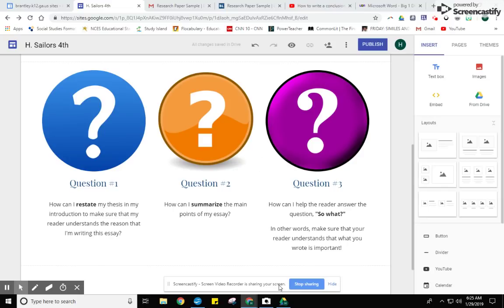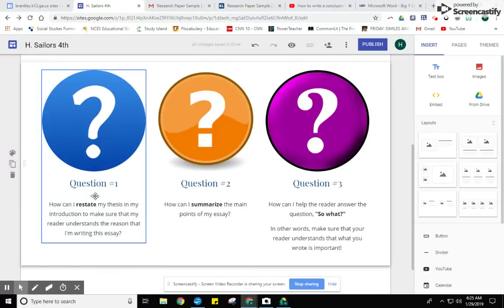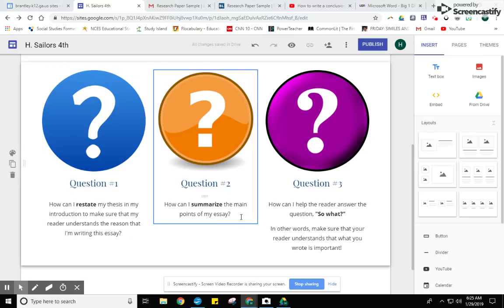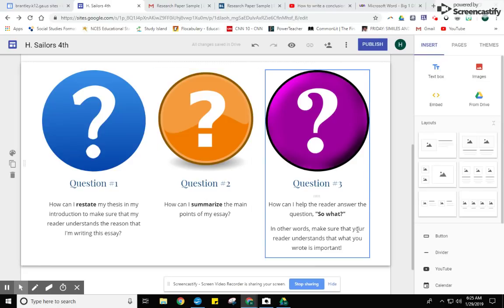So to write a good conclusion, we need to answer these three questions. How can I restate my thesis and my introduction to make sure that my reader understands the reasons that I'm writing this essay? How can I summarize the main points of my essay? And how can I help the reader answer the question, so what?